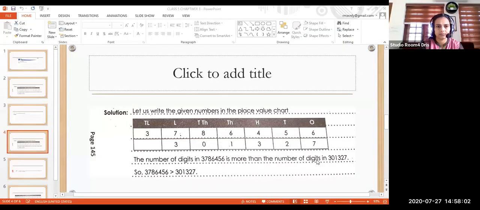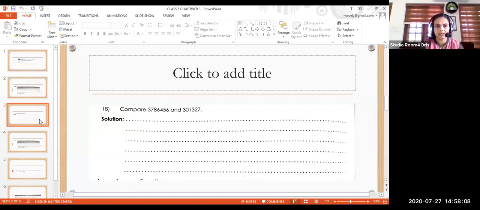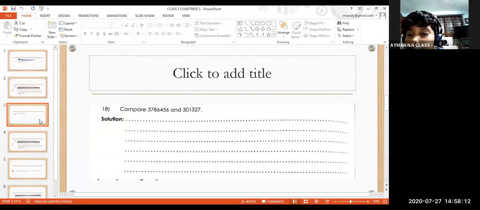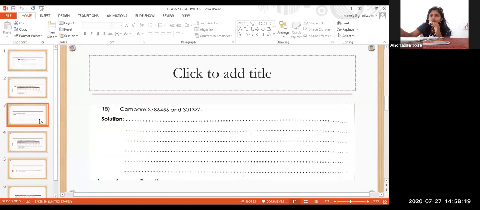First row, what do you have to do? Same. Question number 18 also same. You have to first draw the place value chart. Ma'am, the next one we should do in the Indian system? Same Indian system. Indian system only, children, we are going to do now.